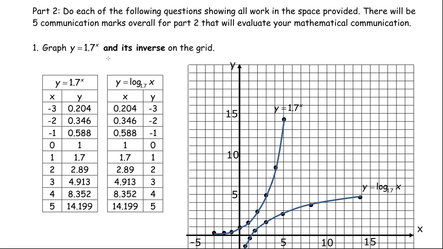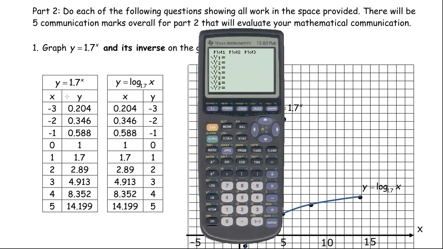On to part number 2, and in the first one we're asked to graph y equals 1.7 to the power of x. I'm going to bring my graphing calculator back in here, and I'm using a table of values to do this. So I'm evaluating 1.7 to the power of x, and I went from -3 to 5. -3 to 3 would still be okay. That's where my 0.204 number would be if I plug in -3, and 0.346 comes from -2.